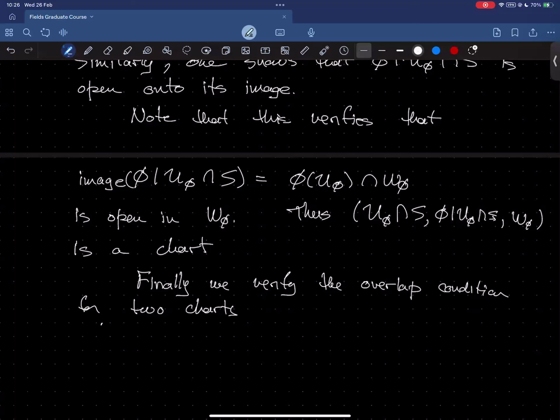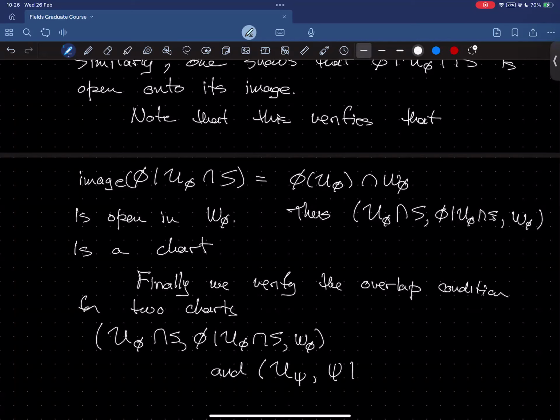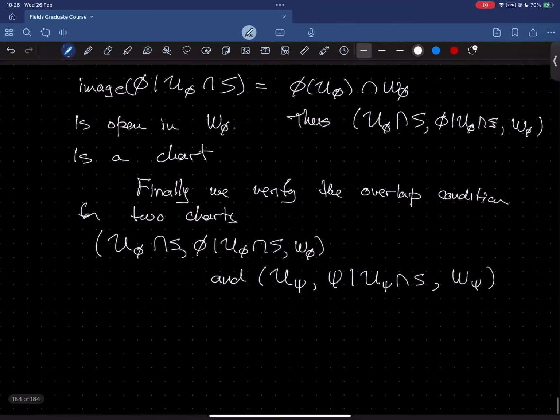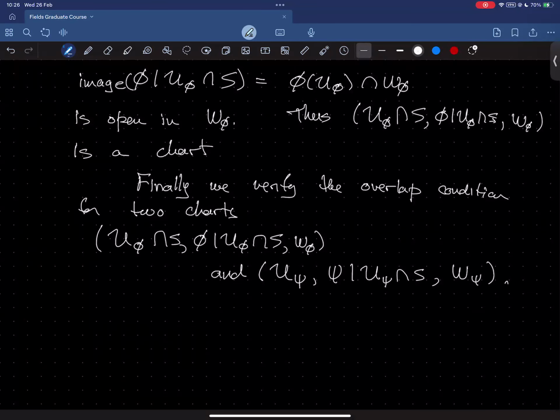So the two charts are going to be, again with cumbersome notation, U phi intersect S, phi restricted to U phi intersect S, W phi, that's one chart. And then the other one is U psi, psi restricted to U psi intersect S, and then W psi. So we verify the overlap condition.